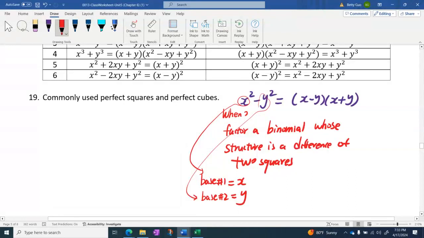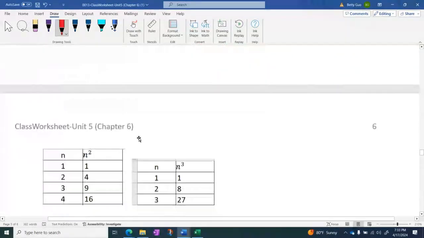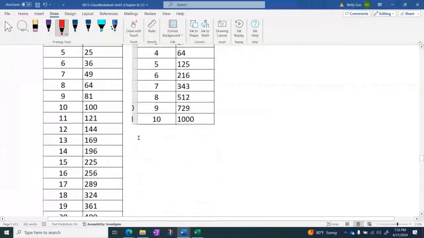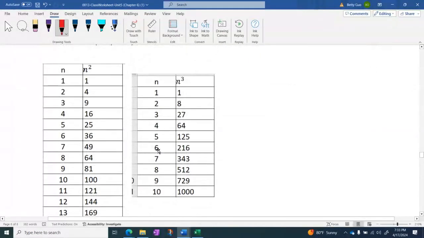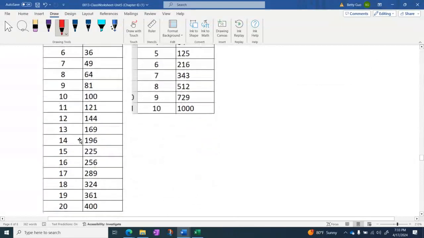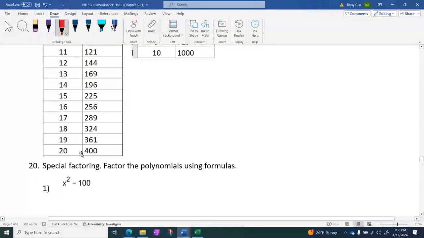I think the best way to learn it is to practice, to use it. But before that, let's practice some numbers here, okay? And I'd like you to include those in your note. Today we're going to do the first table first. In the first table, I give you all the commonly used perfect squares. 1 squared is 1, 2 squared is 4, 3 squared is 9, 4 squared is 16, 5 squared is 25, and so on, all the way to 20 squared equals 400.